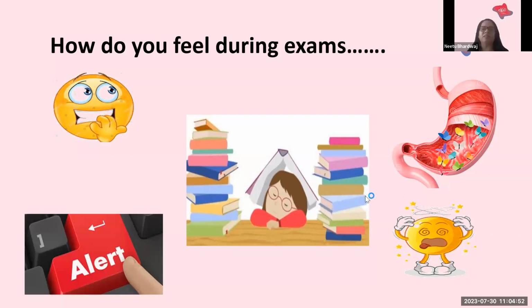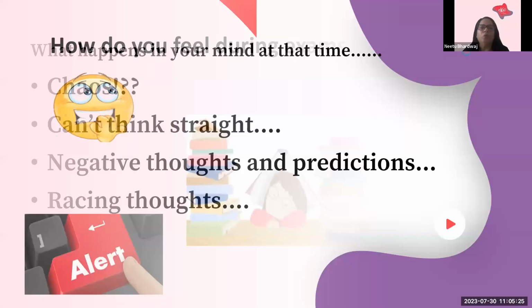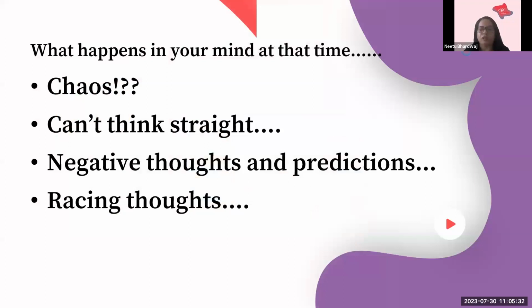Do you feel burdened with books, as if such a lot of knowledge needs to be there in your brain? You don't know what is going to come and you're anxious about it. Fine. So you might feel nervous, dizzy, you might have butterflies in your stomach, you might feel alert as well. What comes to your mind in these situations? Is it chaos? Can't think straight? Negative thoughts and predictions, or racing thoughts, many of them, right?